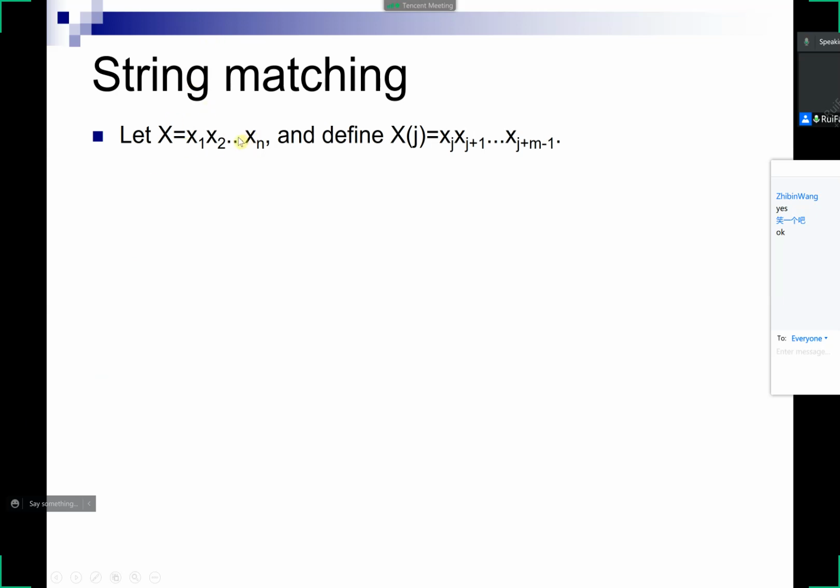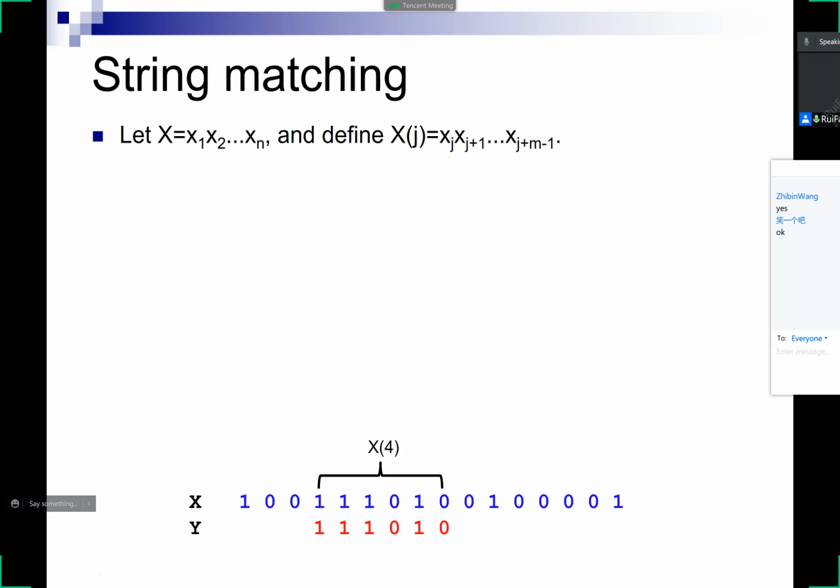We're looking at whether y occurs in x. So x is large and y is small. Let's say x is going to be n bits like this. Now we're going to define a substring of x of length m. This substring is going to start at the jth bit of x, and then in total, we're going to take the next m bits. For example, here, this is x4.